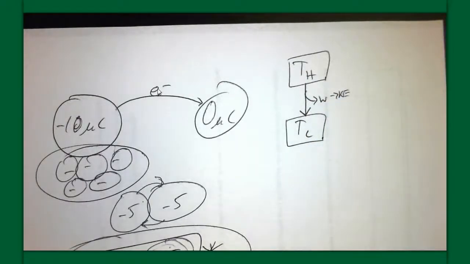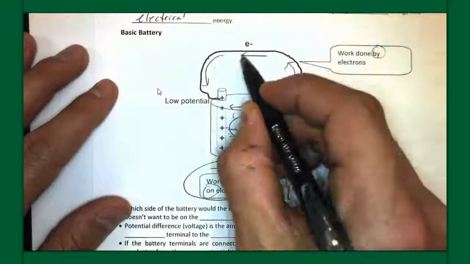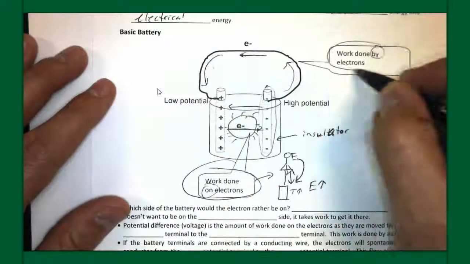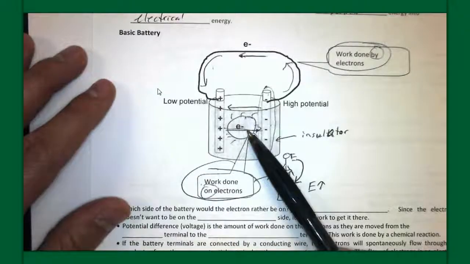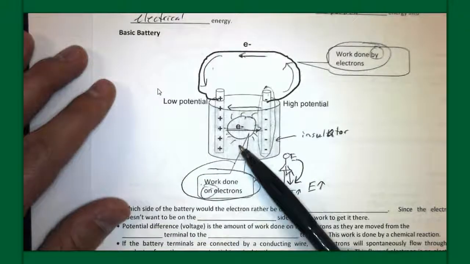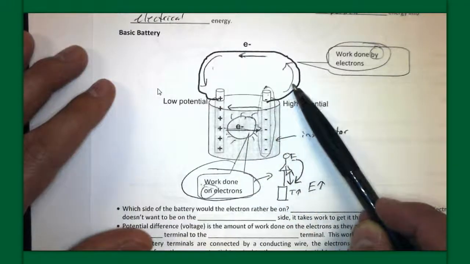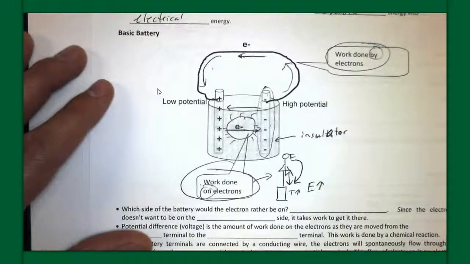And that was a good thing. Well, it's going to be the same thing here. What we're doing is we're going to take advantage of this spontaneous flow of electrons, and we're going to get some work done out of it. Work is done by the electrons at this point. The work is done on the electrons here, which means the energy is transferred to the electrons. And now the electrons have energy, and they themselves are going to do work as they run through this wire.